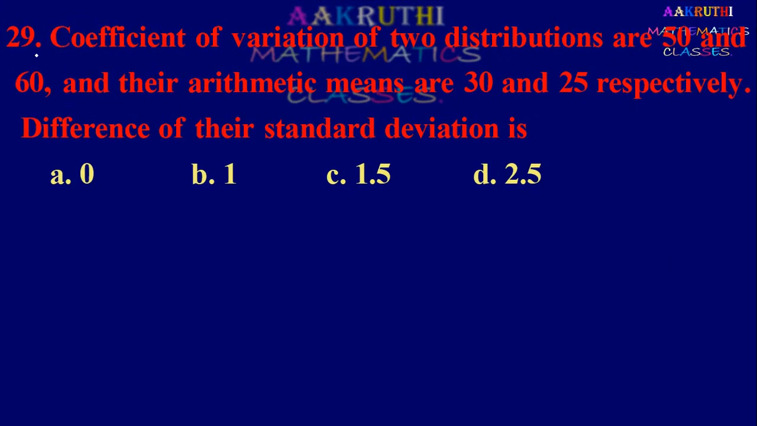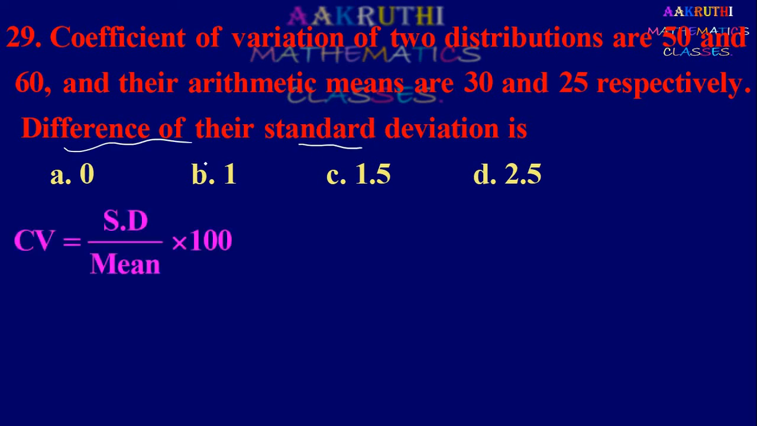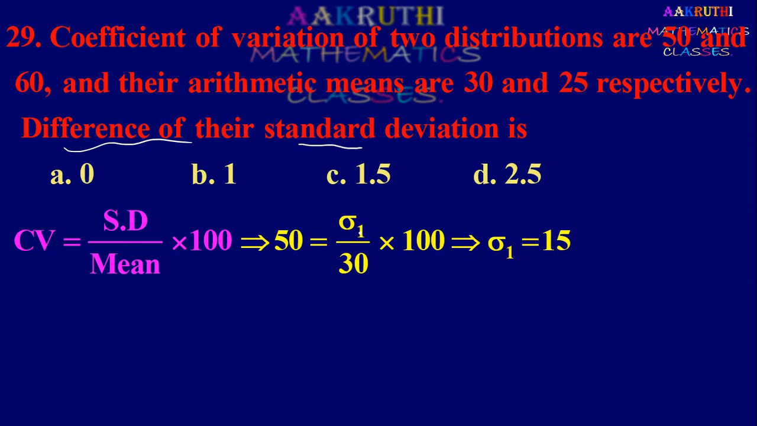So next question, question number 29. Coefficient of variation of two distributions are 50 and 60 and their arithmetic means are 30 and 25 respectively. So the difference between their standard deviations is. So here we have to find the difference between the standard deviations of the two distributions. So now first we calculate the standard deviation for the two distributions. We have the formula CV equal to standard deviation by mean into 100. For the first distribution we have 50 equal to sigma 1 divided by 30 into 100. That is, the standard deviation is not given. Therefore sigma 1, that is standard deviation, equal to 50 into 30 divided by 100. That is 50 ones are 50, 2 15s are 30. So therefore we get sigma 1 equal to 15.